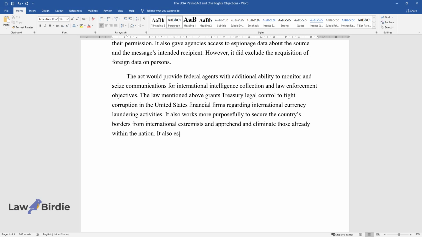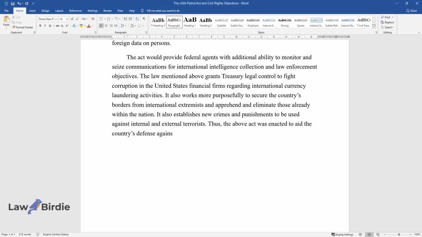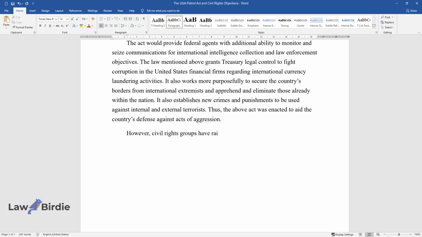It also establishes new crimes and punishments to be used against internal and external terrorists. Thus, the act was enacted to aid the country's defense against acts of aggression. However, civil rights groups have raised several objections to the Patriot Act.